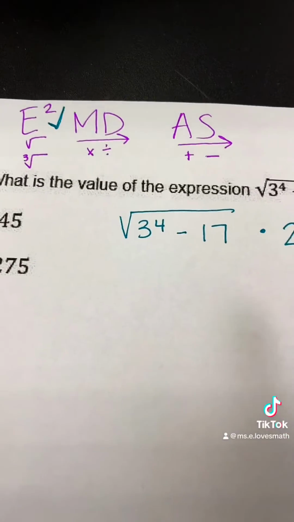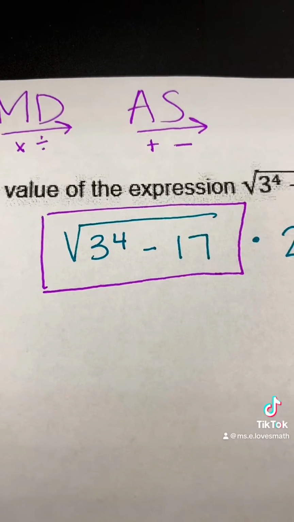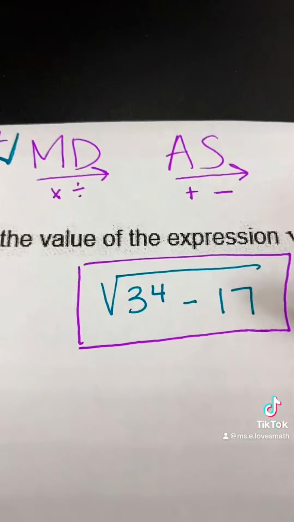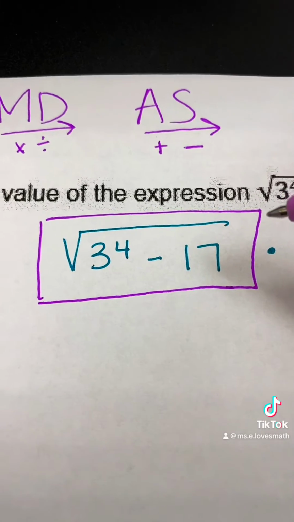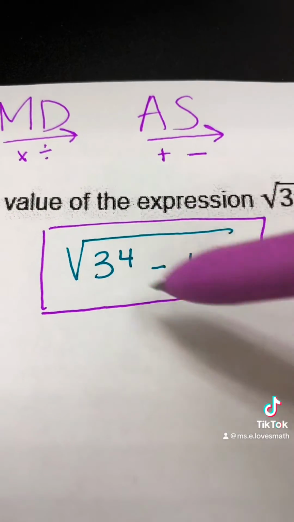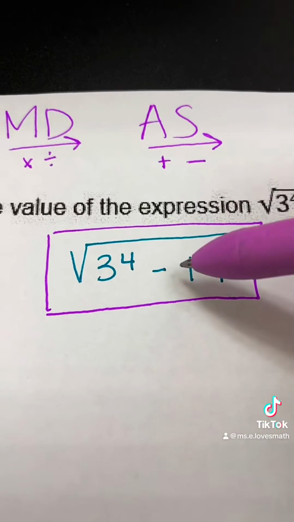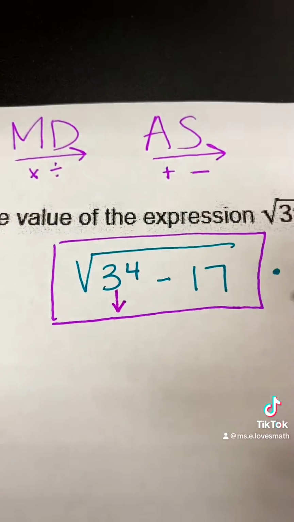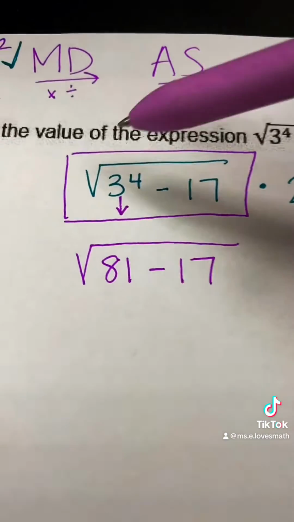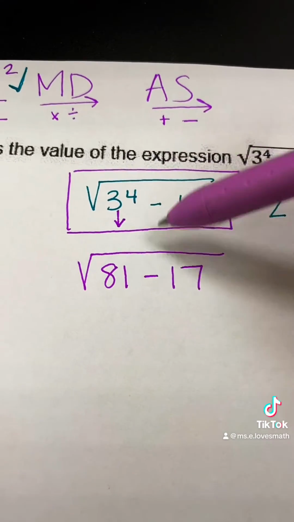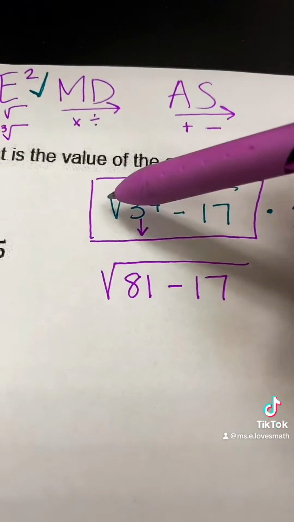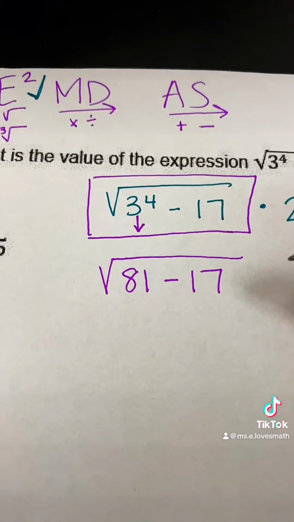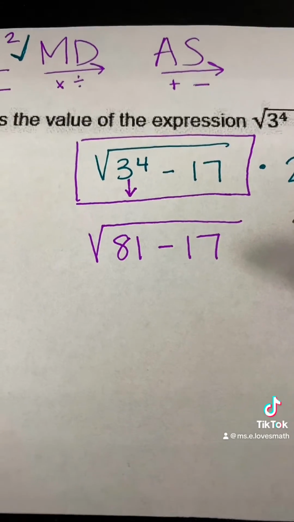So let's start here. Starting with this portion of the expression, you work from the inside out anytime you have multiple operations to do. Within the radical, we have an exponent and subtraction. So the first thing that we need to do is evaluate this exponent here. 3 to the 4th power is 81, and then we bring down everything else. Do not forget to keep the radical on the expression until you actually find the square root.